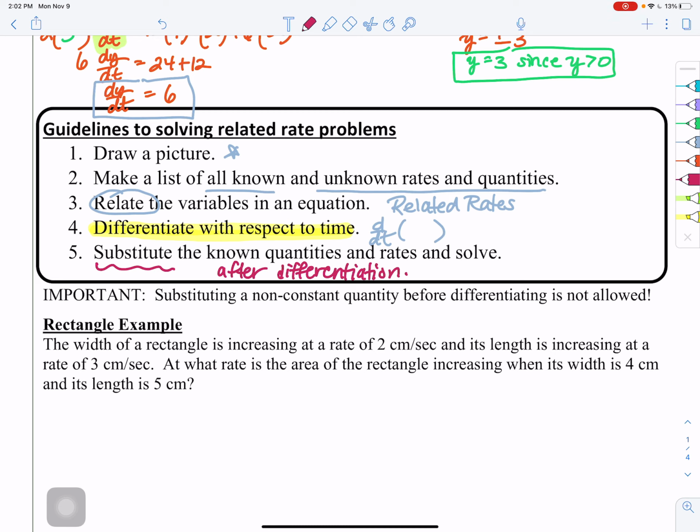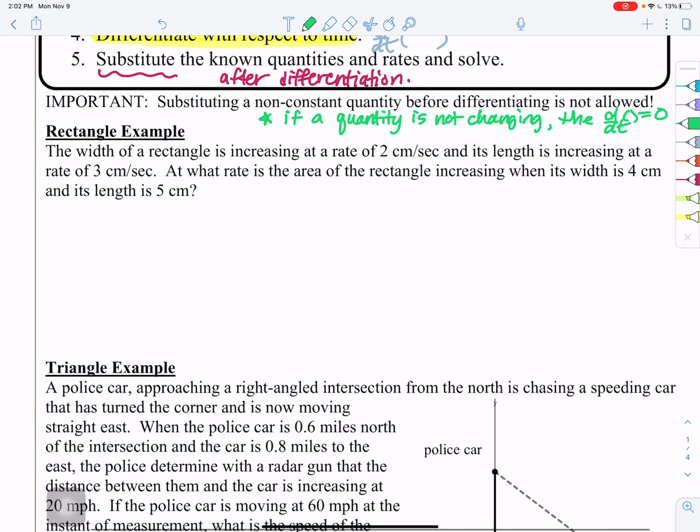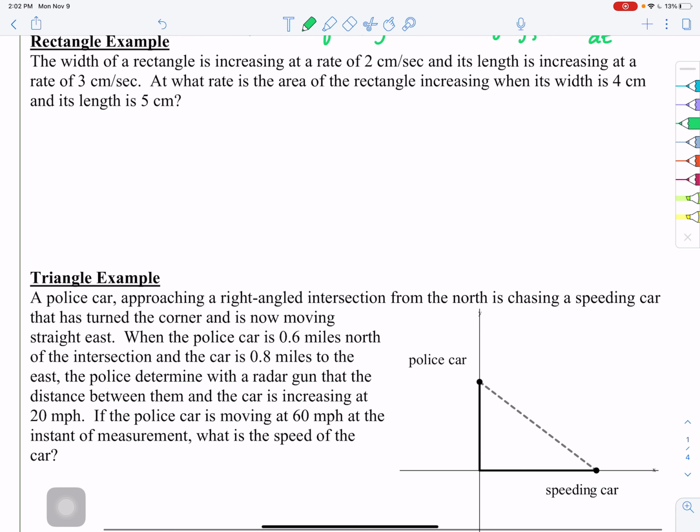And I do want to make something a little bit more clear. If a quantity is not changing, then the derivative with respect to t is going to be 0. So we need to make sure that that makes sense. So it shouldn't be that big of a deal. Okay, let's go. The width of a rectangle is increasing. Okay, so you know what I'm going to do? I'm going to draw a rectangle real quick.